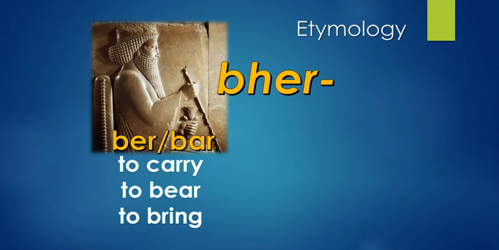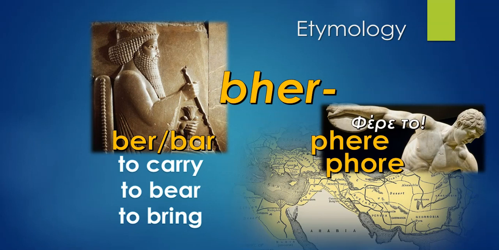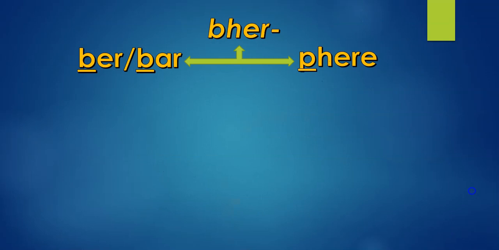But this root moved into the Greek language as fer or for. Even today, in modern Greek, if you want to say bring it, you say fereto. So you still use the same exact ancient expression in modern Greek. But you will realize that there is an obvious sound change between bar and fer or for in the beginning of these expressions.